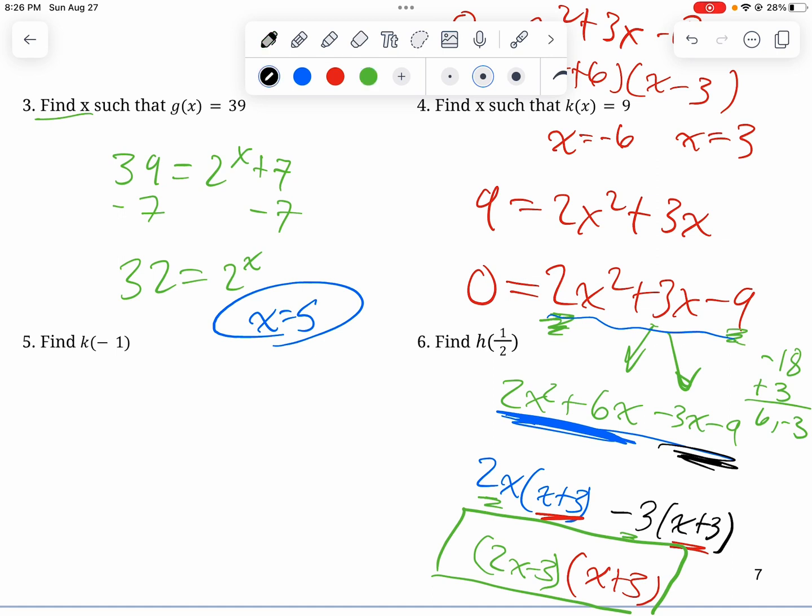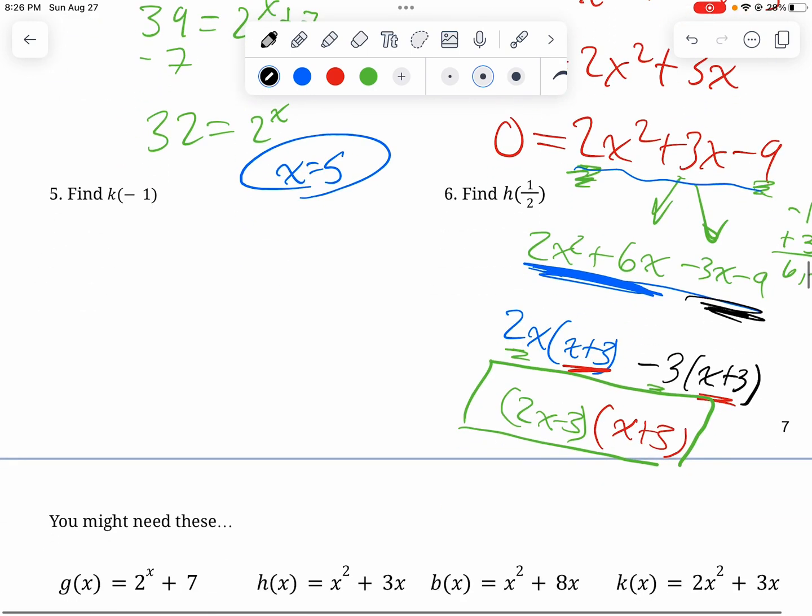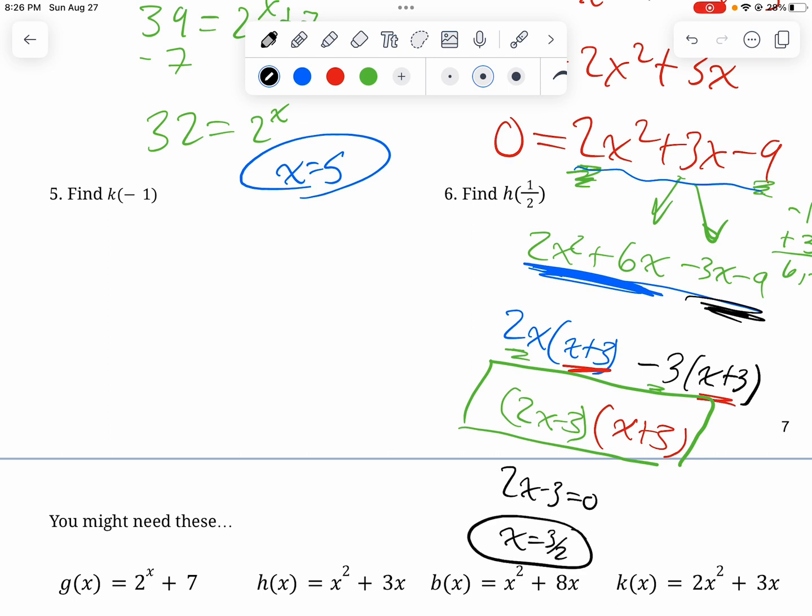Now don't forget, we're not done. We're trying to solve this equation. So now we're going to take each factor and set it equal to 0. 2x minus 3 equals 0. We get x equals 3 halves. X plus 3 equals 0. We get x equals negative 3. And those are our 2 answers.